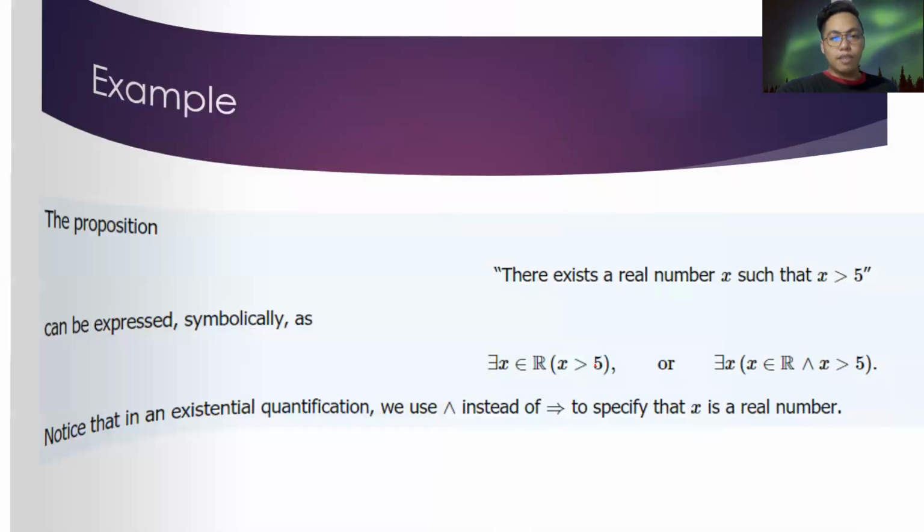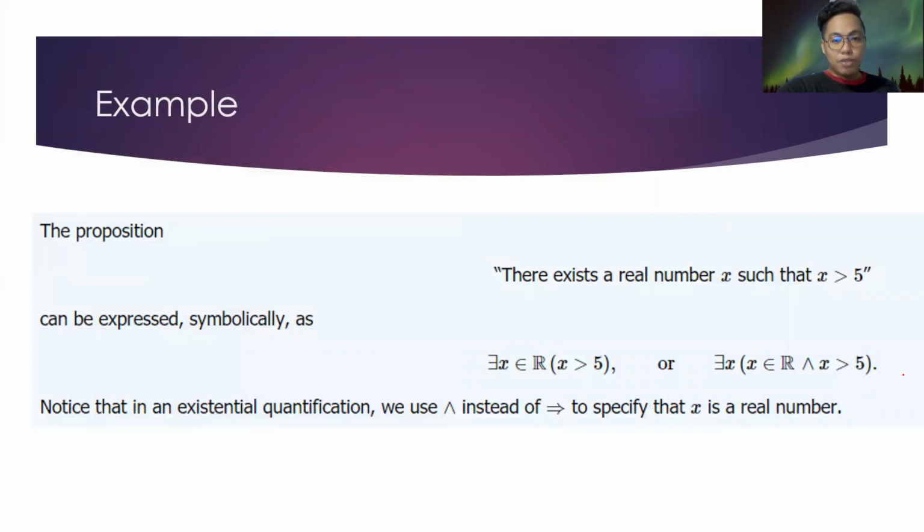Another example: there exists a number x such that x is greater than 5. We cannot say that all numbers x are greater than 5, you cannot use the universal quantifier, because there are numbers that are less than 5. So we should only state that there exists an x that is a real number greater than 5. Not all.